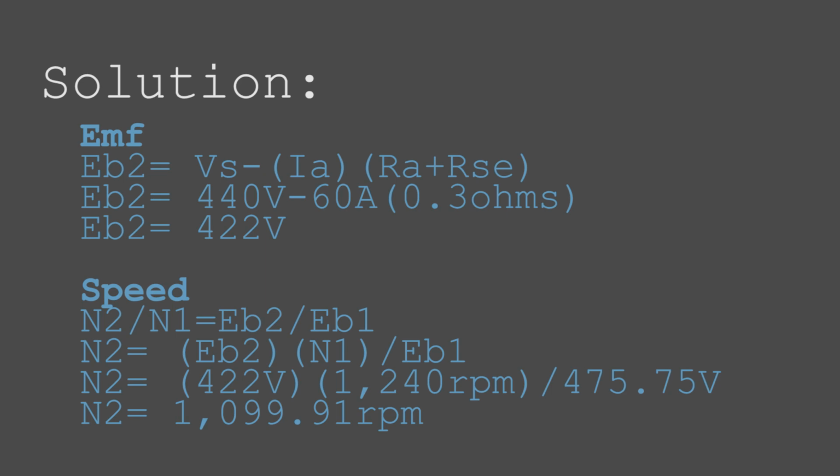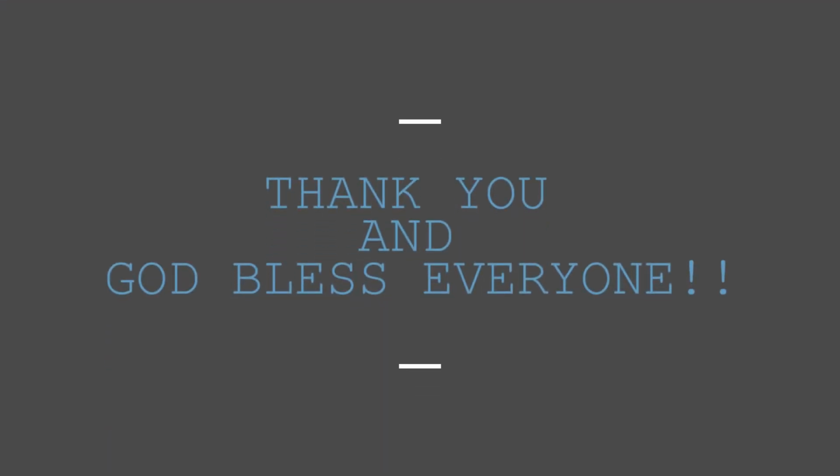Speed, N2 divided by N1 equals EB2 divided by EB1. If we manipulate it, N2 equals EB2 times N1 divided by EB1. N2 equals 422 volts times 1240 RPM divided by 475.75 volts, the answer is 1099.91 RPM. Thank you for listening and God bless everyone.